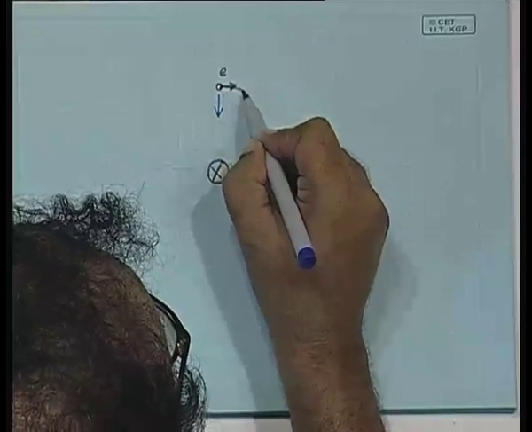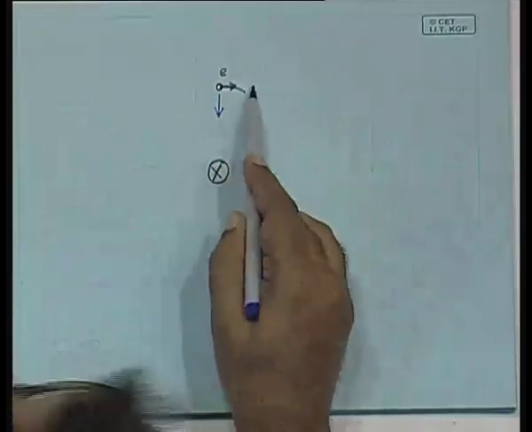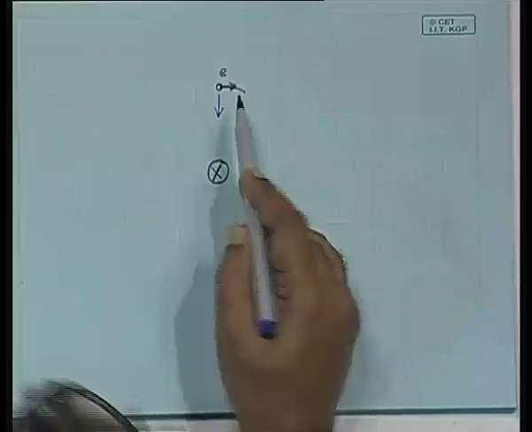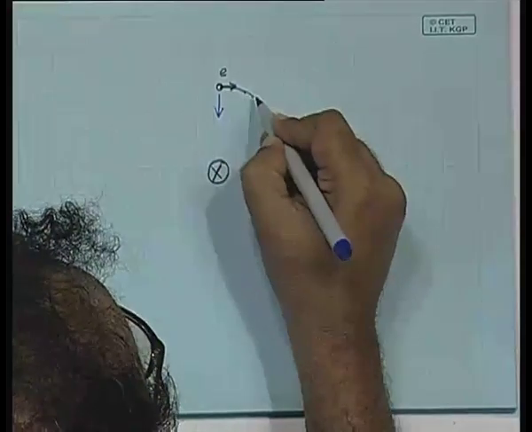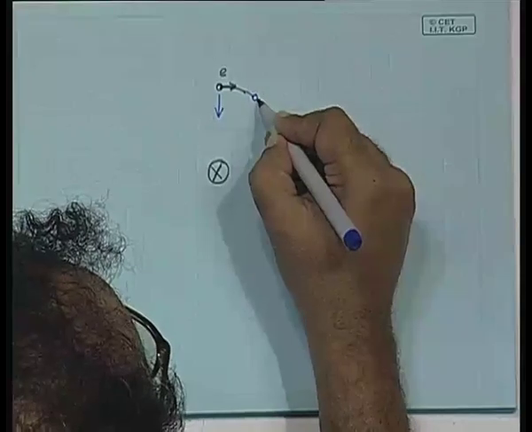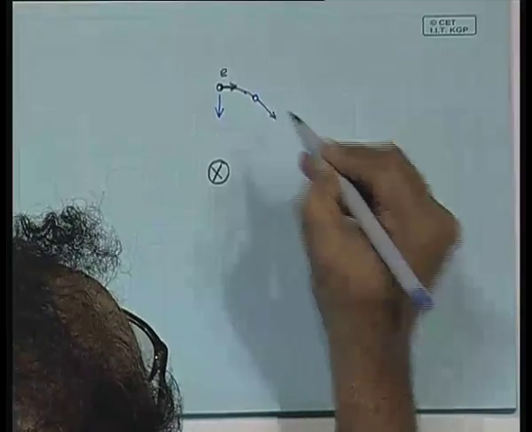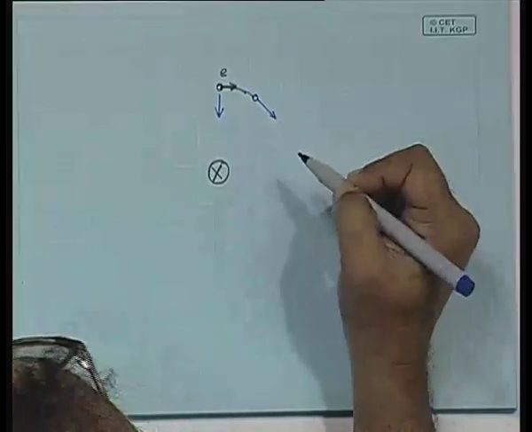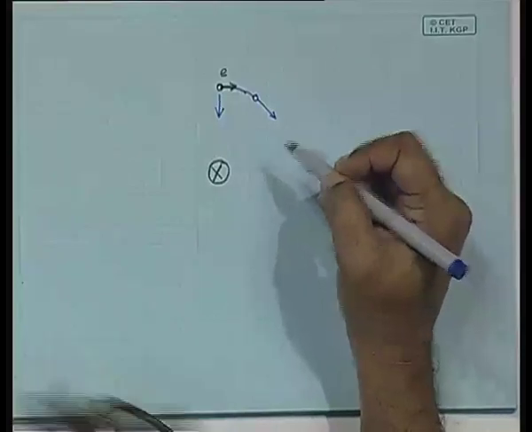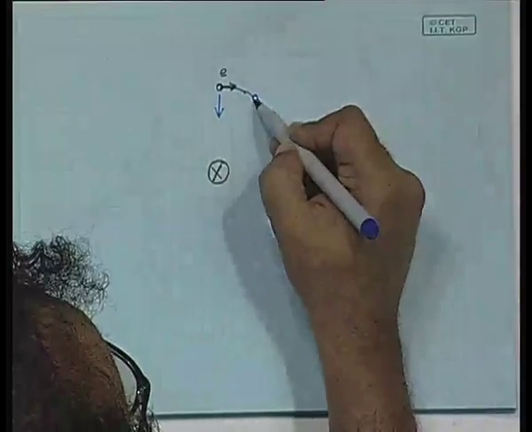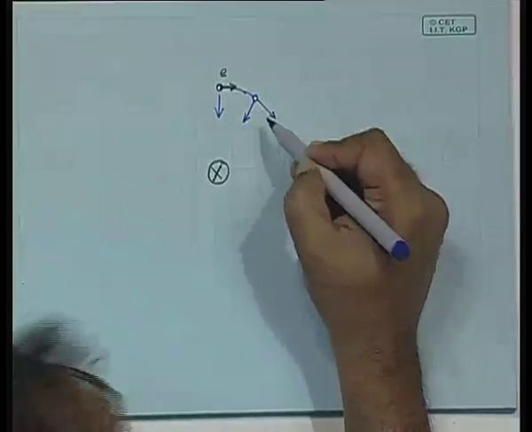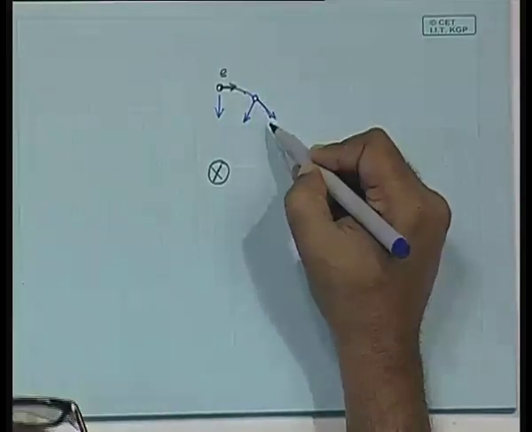It will deviate from the straight path. It will move towards this. Say it has come here. When it has come here, this is the direction of the force, and this is the direction of the velocity. What will be the direction of the force? Again towards the center. So it will again be deflected. So it will be moving in a circle.